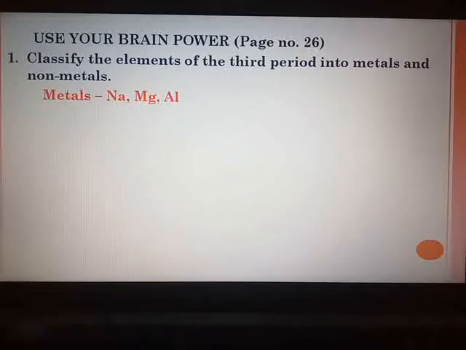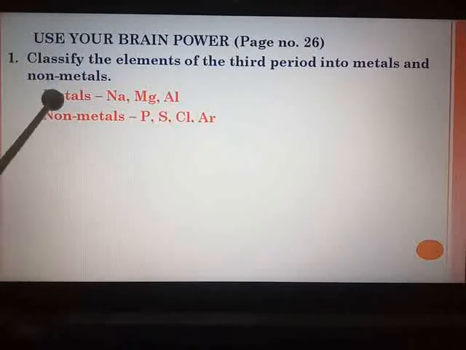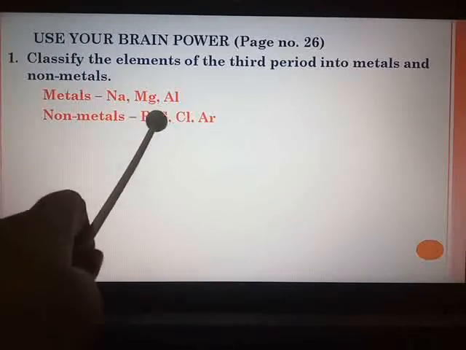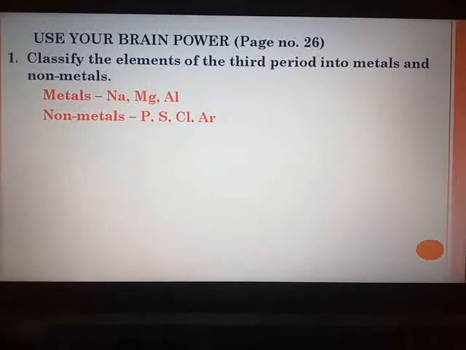So if you look carefully, then third period, which starts from sodium, magnesium and aluminium are metals. You can see there is silicon, which is a metalloid, so it cannot be placed under metals or non-metals. And phosphorus, sulfur, chlorine and argon are non-metals. You have studied that metals lie on the extreme left and non-metals on the right side of the period. So sodium, magnesium, aluminium are metals. Phosphorus, sulfur, chlorine, argon are non-metals.